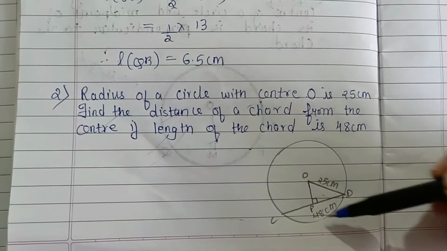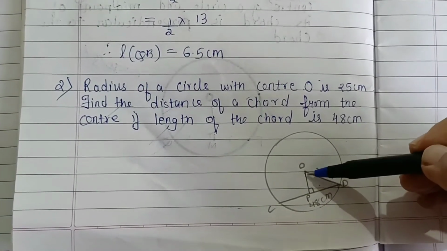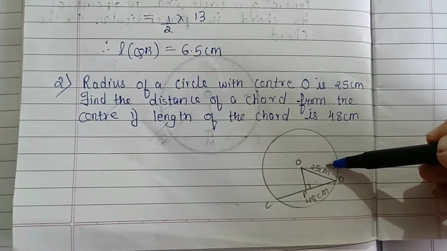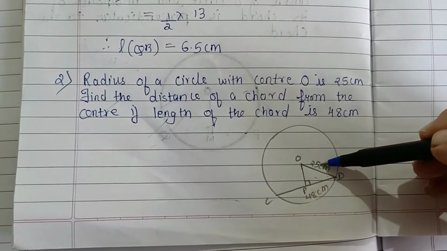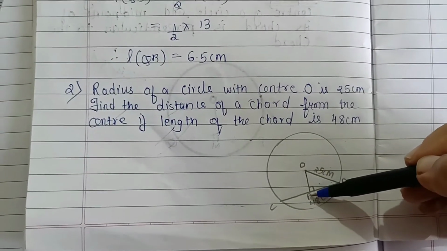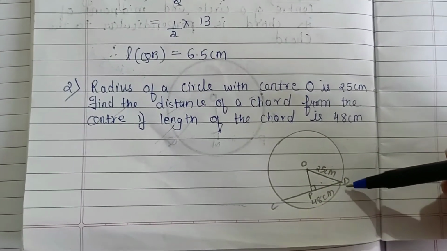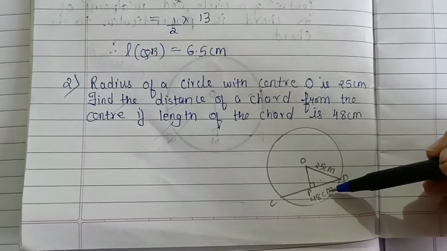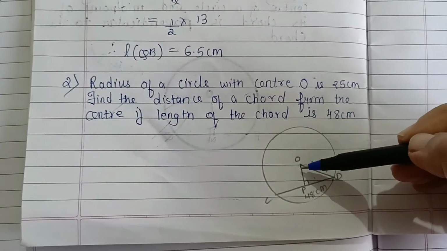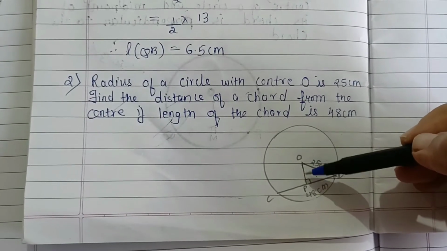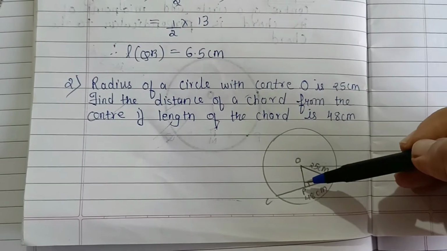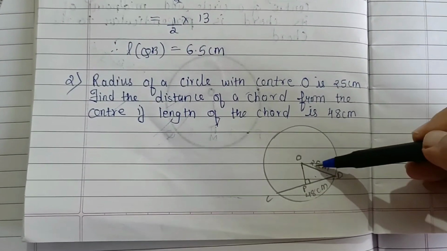So if you see this figure properly, students, over here a right angle triangle is formed. This becomes the hypotenuse, side opposite to 90 degree. OD is the hypotenuse, and we can find out the length of this PD using the property, that is this will be half of 48. And then we can use Pythagoras theorem to find out the length of OP. We are using Pythagoras theorem because it's a right angle triangle.